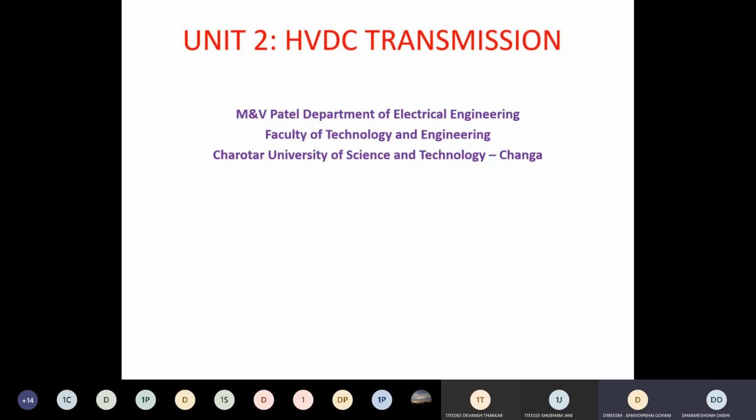Sir, in no load condition or light load condition, the receiving side voltage is higher than the sending side. Yes, because of capacitance. Because of which capacitance? Sir, line to line or mutual capacitance.